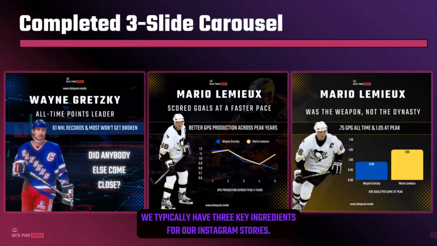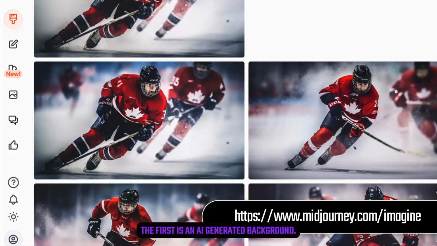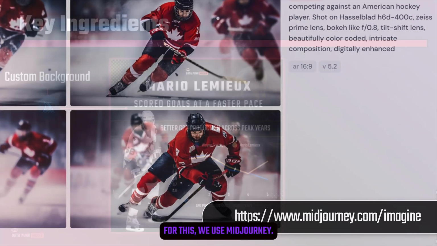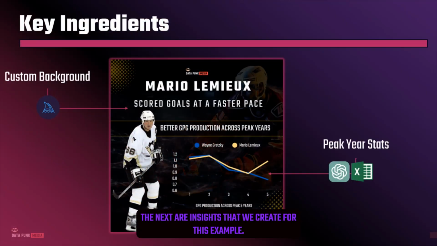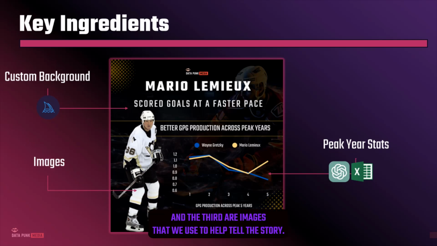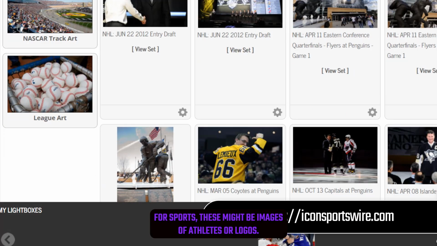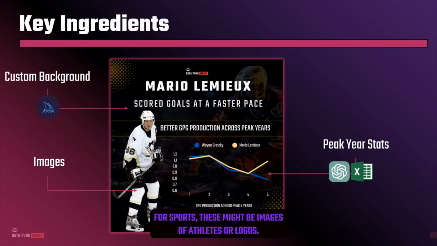We typically have 3 key ingredients for our Instagram stories. The first is an AI-generated background. For this, we use Midjourney. The next are insights that we create. For this example, these are the peak year stats for Gretzky and Lemieux. And the third are images that we use to help tell the story. For sports, these might be images of athletes or logos.